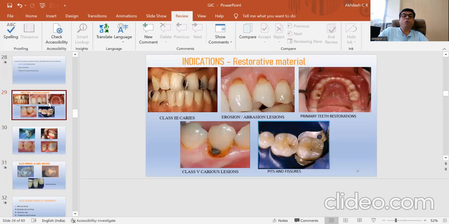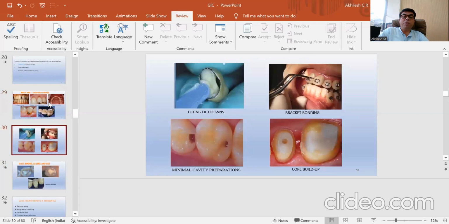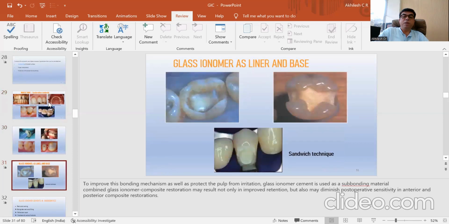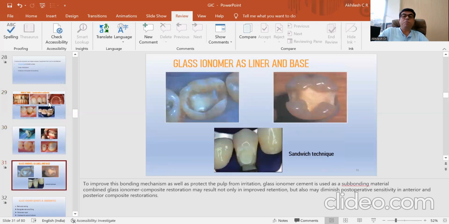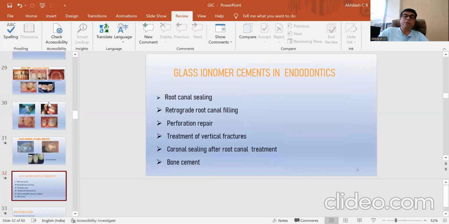These are some few photos. Glass ionomer indications: class 3 restoration, erosion and abrasion lesions. Then the third one is primary teeth restorations, class 5 caries lesions, pit and fissure, etc. Then it is used for luting of restoration, bracket bonding, minimal cavity preparation. Glass ionomer as a liner and a base. It is very useful as a liner base. You can also do a sandwich technique.